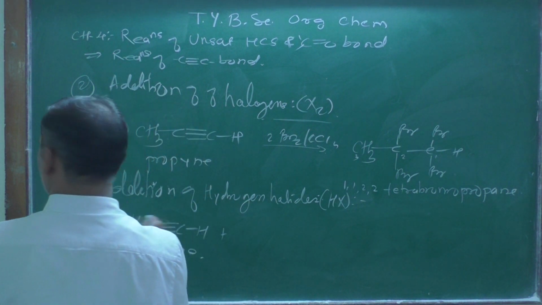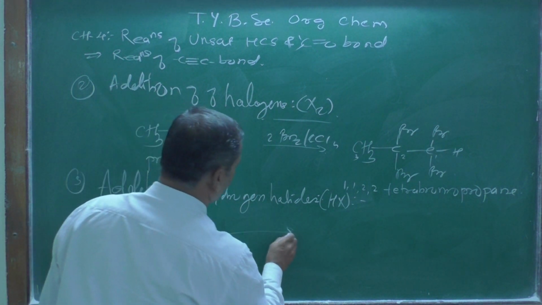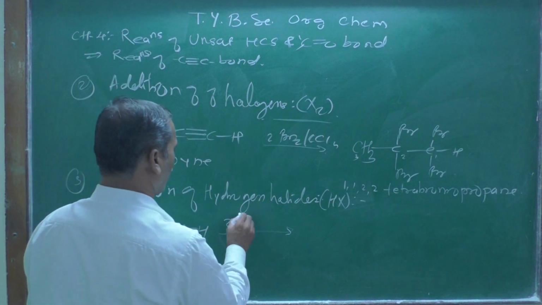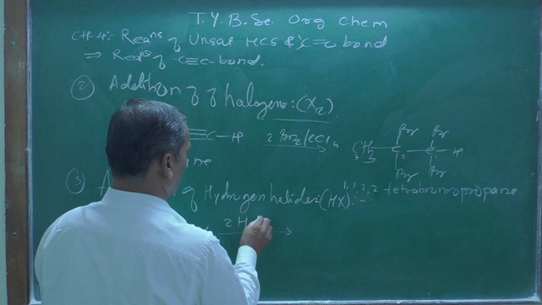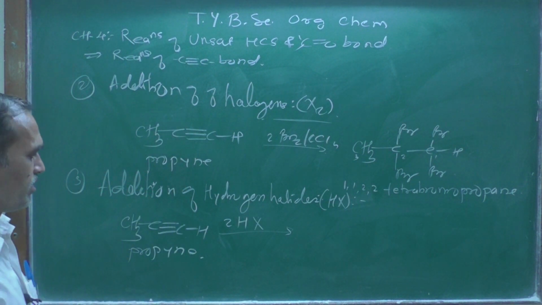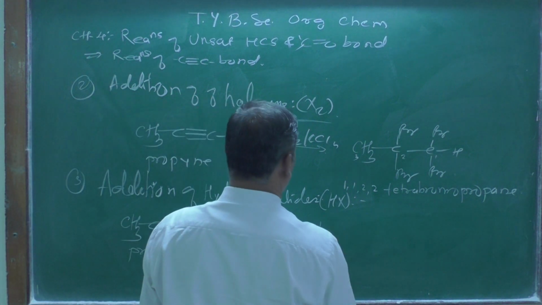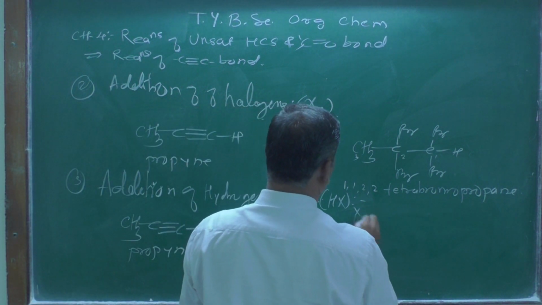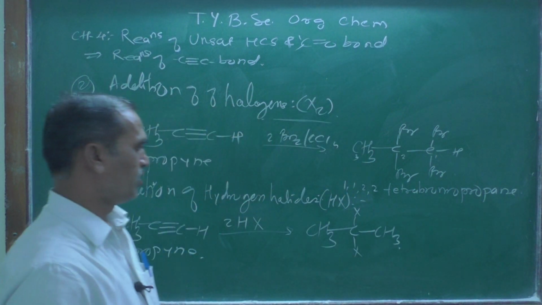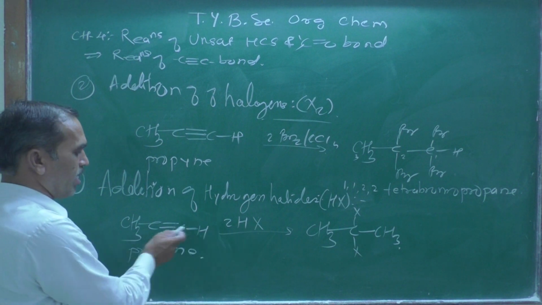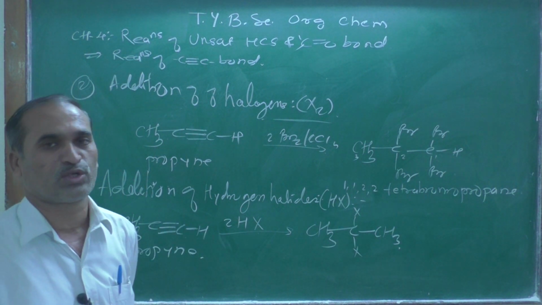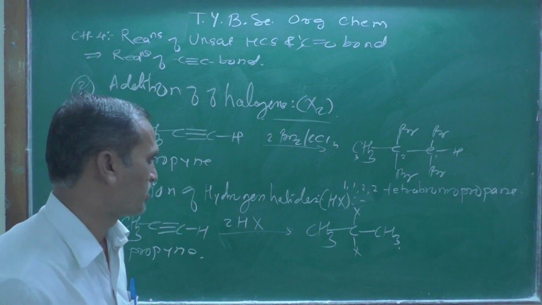Here we are just finding the general reaction. Again, 2 moles of hydrogen halide are consumed and the product is formed here: CH3, CX2, CH3. Look at what is happening. The halogen atoms are added, and the addition reaction again follows Markovnikov's rule in this case.